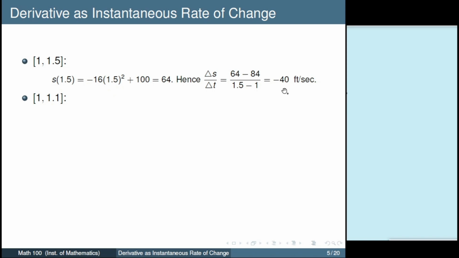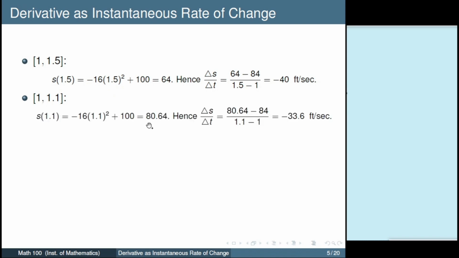Okay. So let's try to make it smaller again. For the third interval, we consider 1.1. The length of our interval here is 0.1. Okay. So s of 1.1 is 80.64. Hence, the average rate of change is 80.64 minus s of 1, which is 84 again, divided by 1.1 minus 1, which is just 0.1. And we have negative 33.6 feet per second.